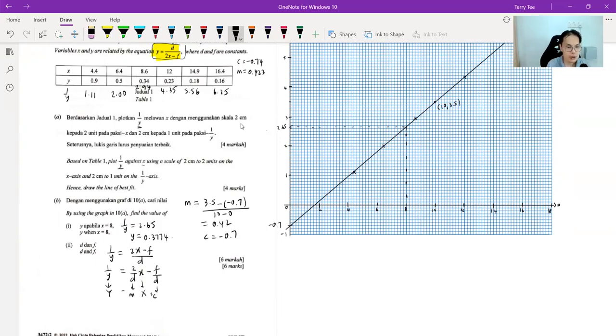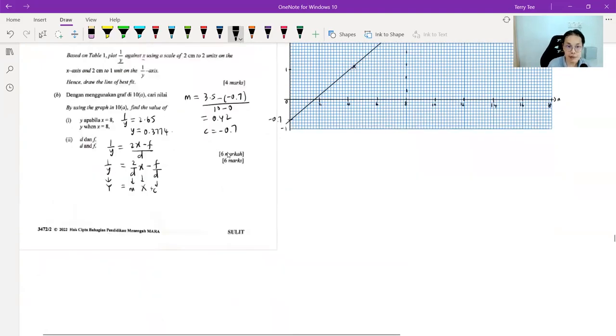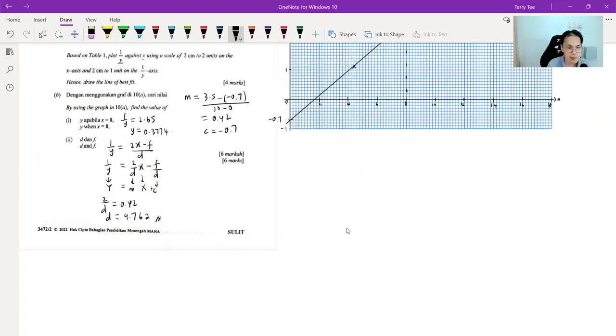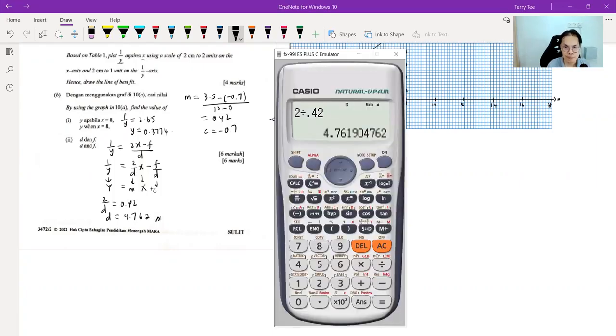So what we need to do is to compare our gradient from the graph, which is 0.42, with our gradient from the equation. So we can say that your 2 over d is now 0.42. To find d, I will take 2 divide 0.42. There you go. I got 4.762. Okay. Now, as for your y-intercept, right?